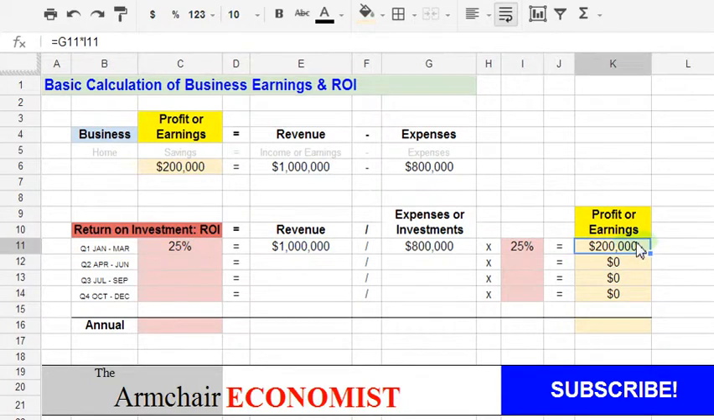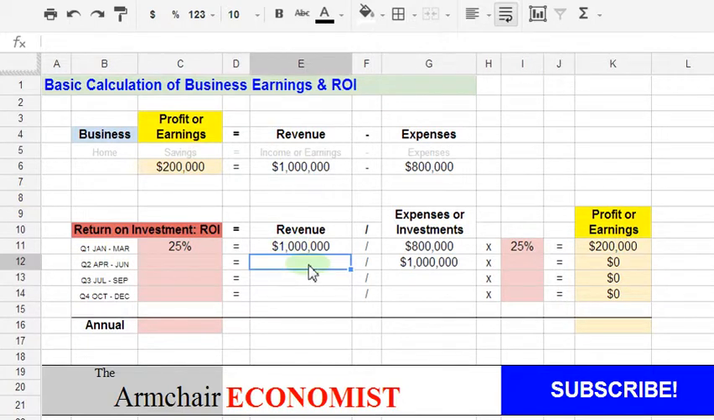So we had earnings of $200,000. This number here needs to match this number over here. So we know our math is good. Well, for the next quarter, we're going to take this revenue here, we're going to turn right around and invest it again.